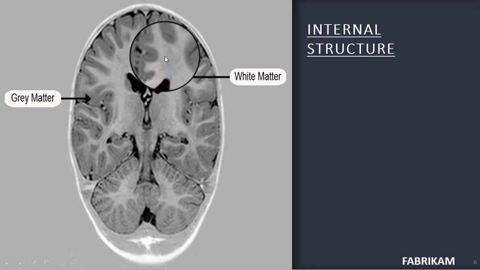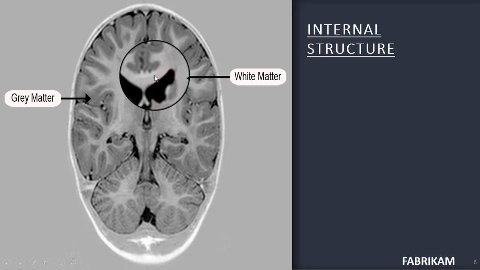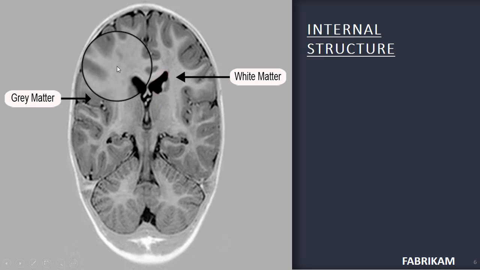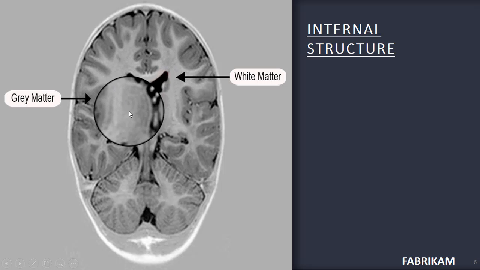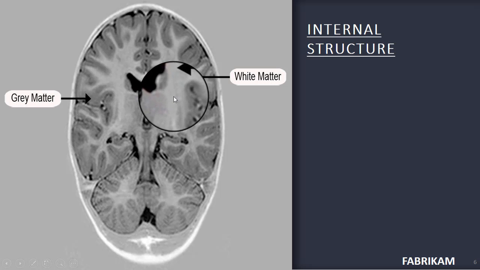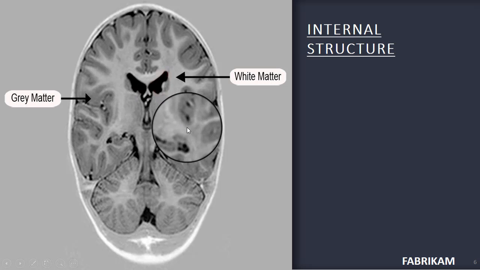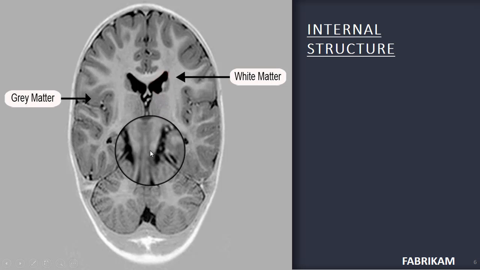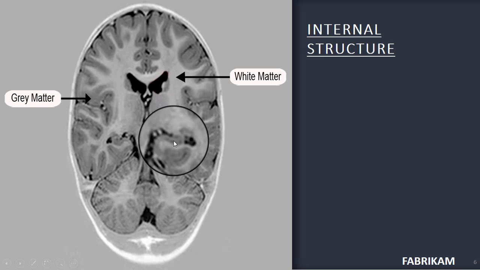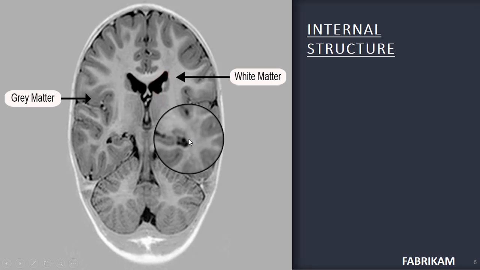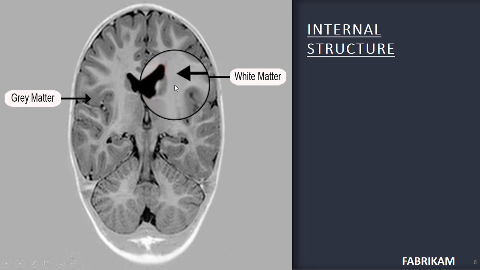Now let's talk about it. What is the role of white matter in forming the cerebrum? White matter forms the bulk of the deeper part of the brain and it consists of glial cells and myelinated axons that connect the various gray matter areas. So this was all about the internal structures of the cerebrum.